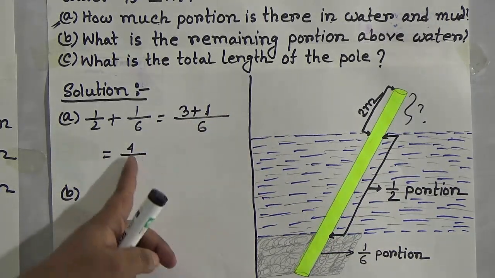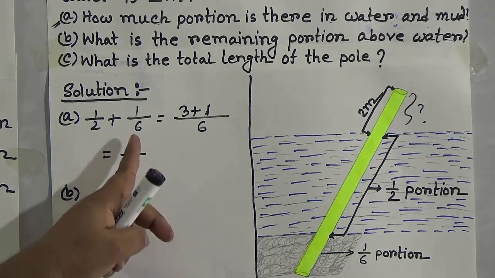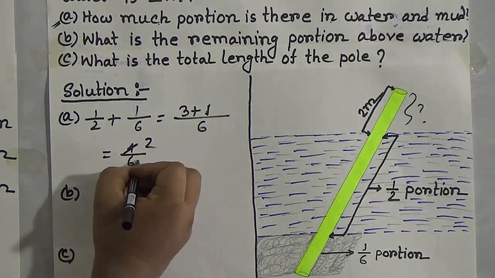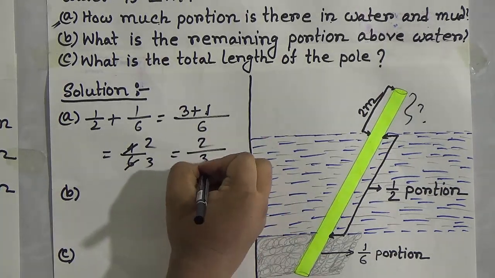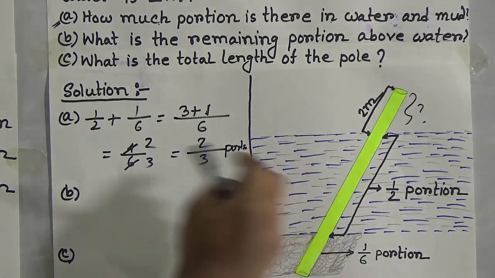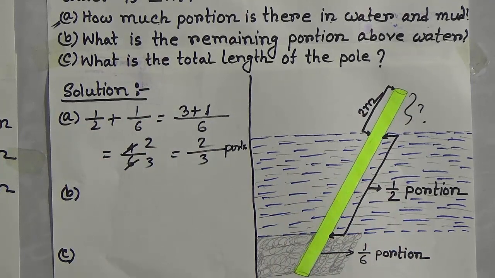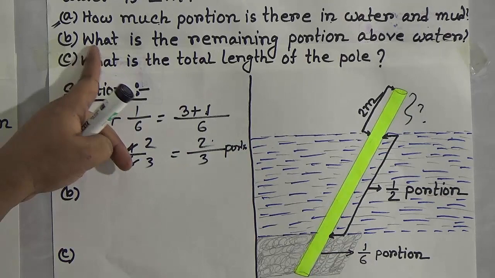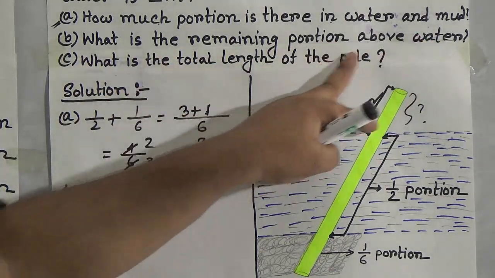Student, notice there is a common divisor between numerator and denominator, which is 2. Now we cut 4 and 6 by 2. That means 2 2s are 4 and 2 3s are 6. So 2 as numerator and 3 as denominator. So in mud and water, the portion of a pole is 2/3, and it is the answer. Okay. Our next question, what is the remaining portion above water?